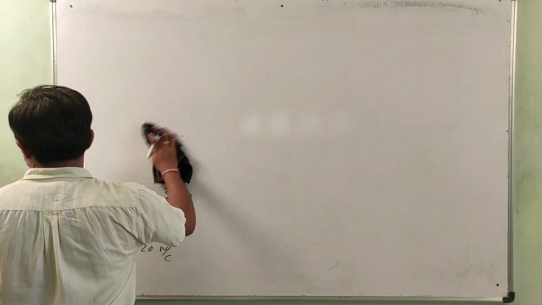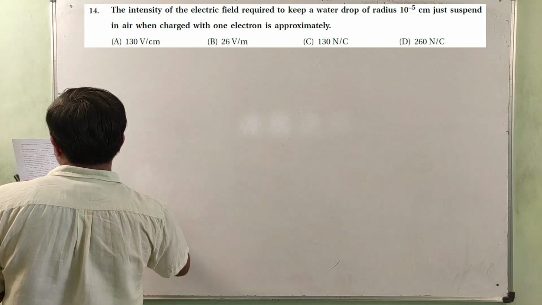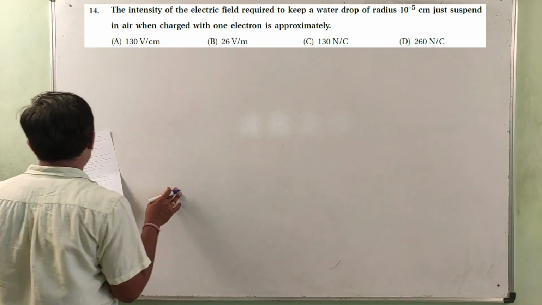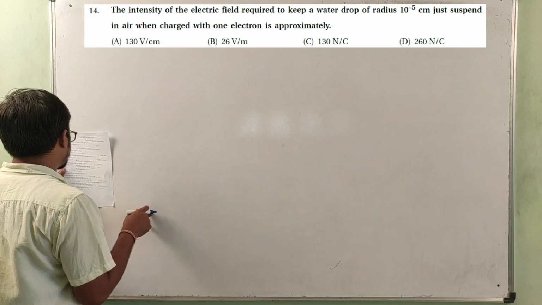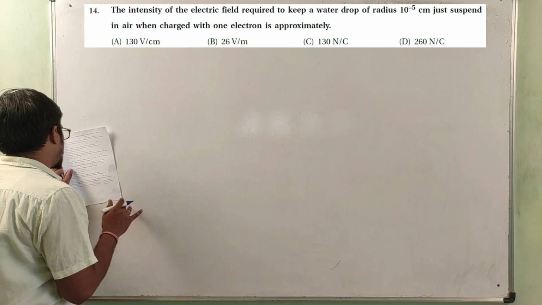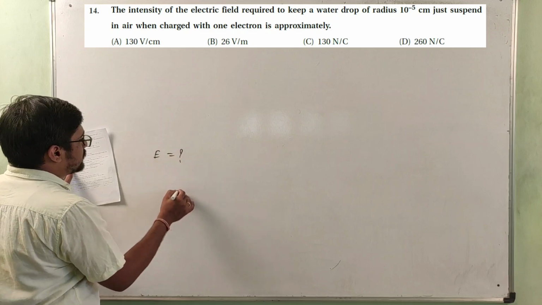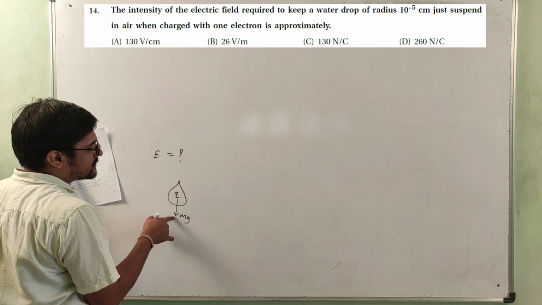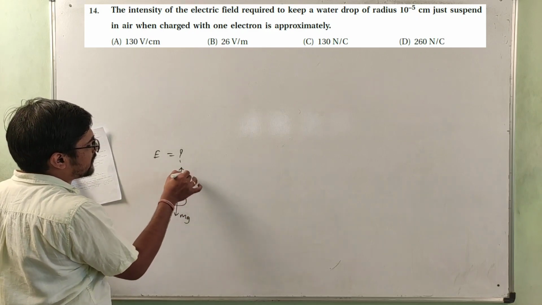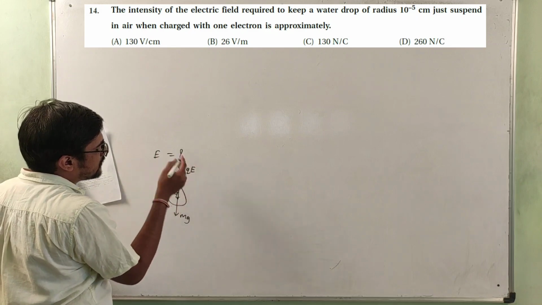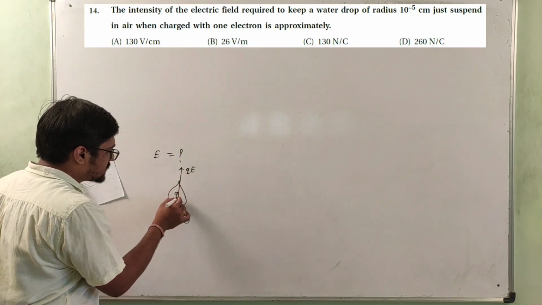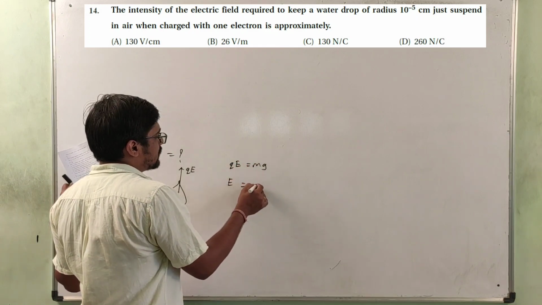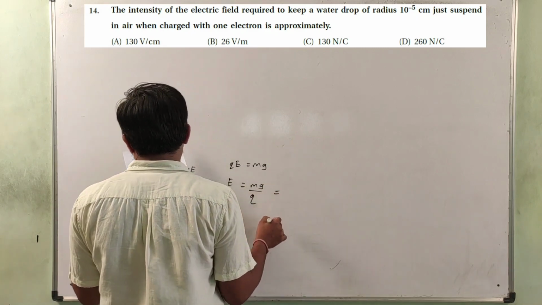Question 14. The intensity of the electric field required to keep a water drop of radius this much just suspended in the air when the electric charge is 1 electron is approximately. What is the intensity of the electric field? To keep this drop stationary, you should apply a force equal to mg in the upward direction. For that you apply an electric field, and this electric field applies force QE in the upward direction. To keep it stationary, this QE must become equal to mg. So the electric field E is equal to mg by q. So what is the mass?